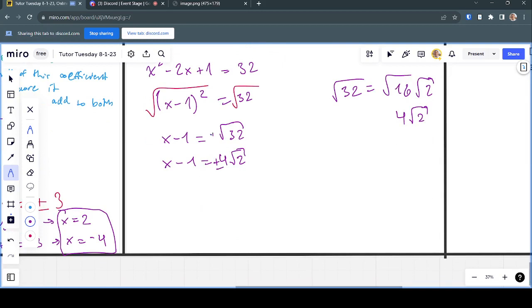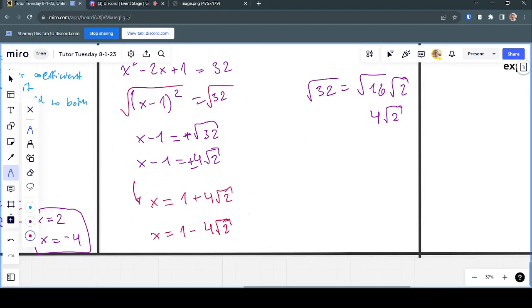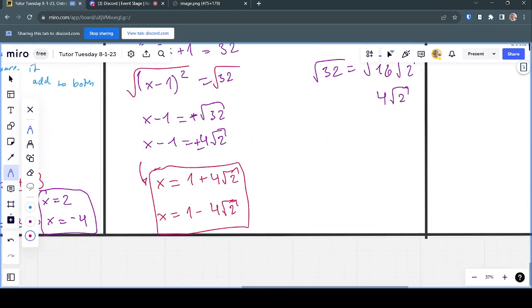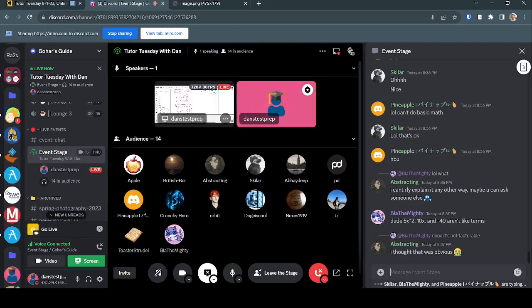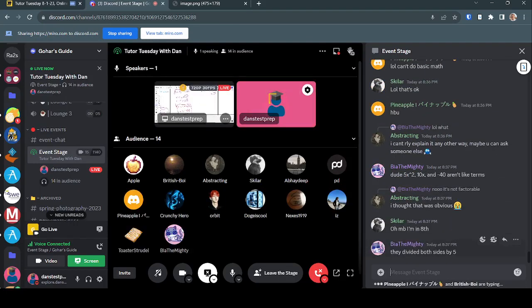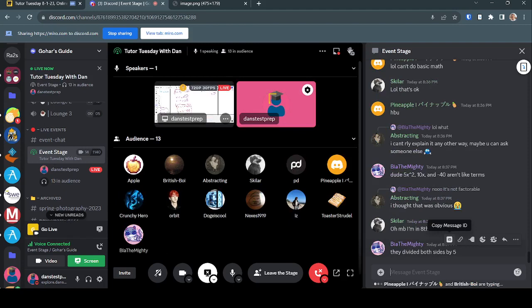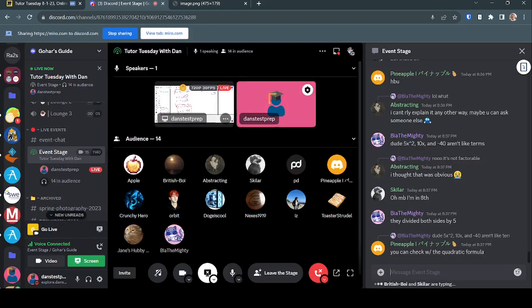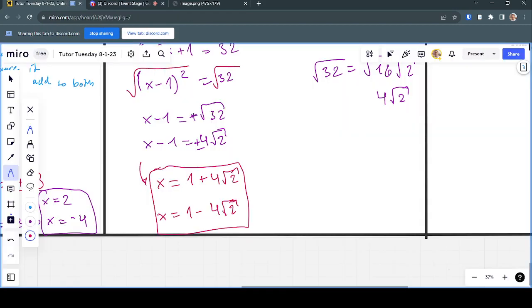Remember to add the plus or minus when we take a square root of an equation. And then we get our two solutions, which are x is equal to 1 plus 4 root 2, or x is equal to 1 minus 4 root 2. That was pretty quick and simple for us to do, and we didn't have to apply the quadratic formula. And then you can just check. Yeah, you can check with the quadratic formula.